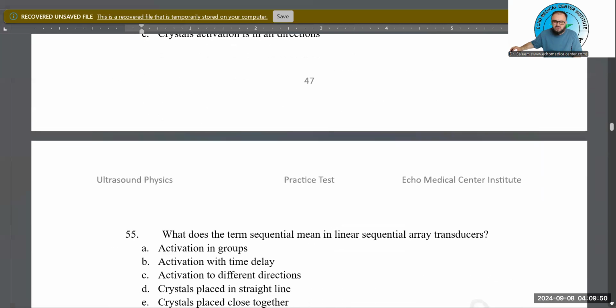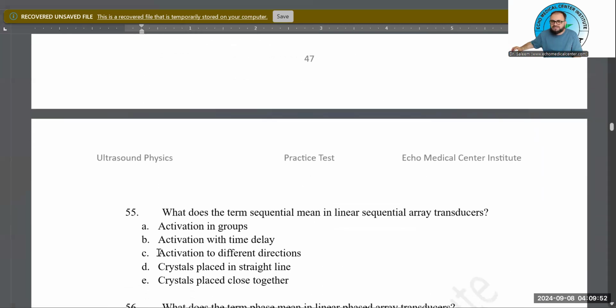Okay, so this question is asking, what does the term sequential mean in a linear sequential array transducer? Before, in the previous question, we had array. What is array mean in linear array sequential probes? Now the question is, what is sequential means in a linear sequential array transducer? These are the options. Activation in a group? Is it activated with a time delay? Is it activation in a different direction? Is the crystal placed straight in line, or is it crystals are placed close together? What do you think? Which one is the correct answer?